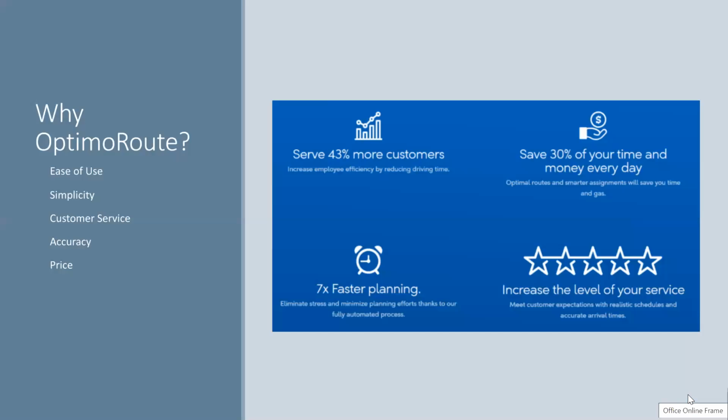So why Optimo Route? It's a pretty user-friendly routing software. The customer service was great. It is very accurate because it uses a third-party navigation system such as Google Maps or Waze. And compared to most other routing softwares, it had a pretty fair, cheap price.